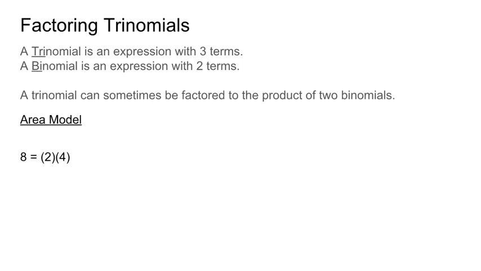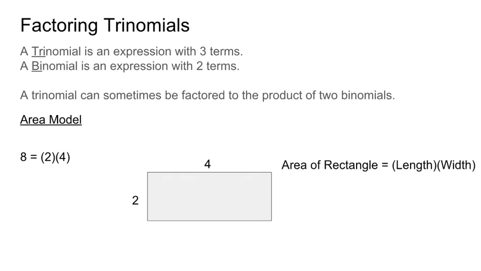So when we do this, we can use the area model. For example, 8 equals 2 times 4 could be seen as finding the area of a rectangle that has a length of 2 and a width of 4. So the area of the rectangle is length times width, which is 2 times 4, which we know is 8. This may seem kind of silly to do right here, but we can use this idea to help us when we're trying to write something as a product of 2 factors, which is what we're going to try to do when we're trying to factor a trinomial.